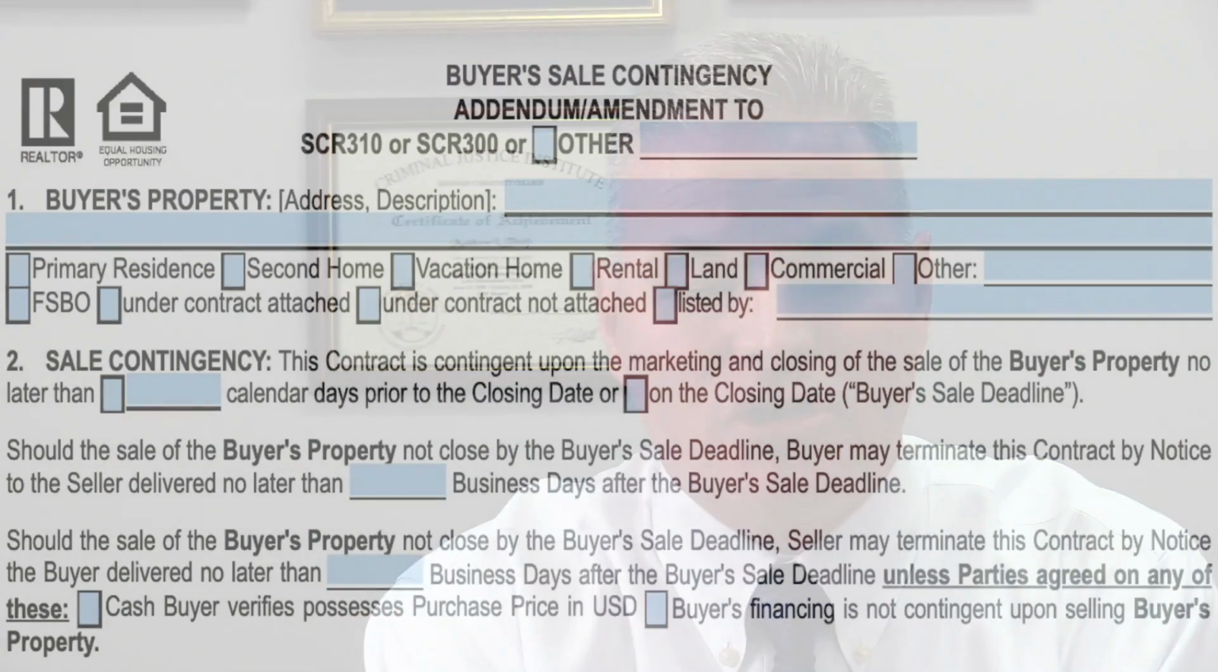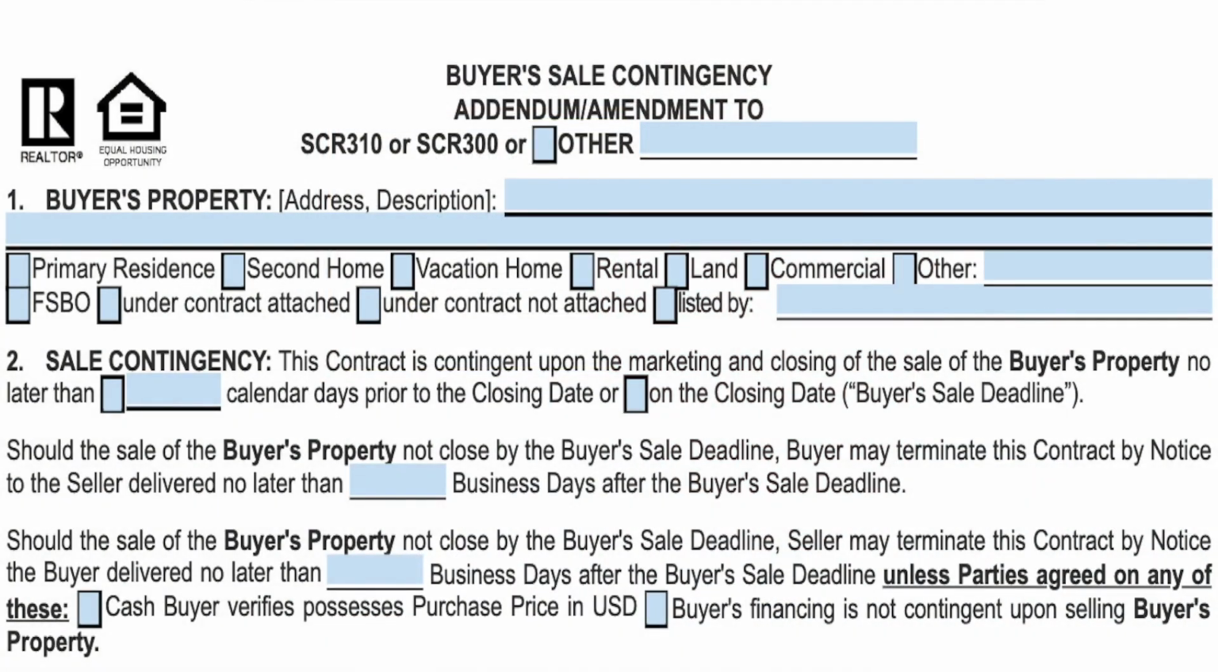So again, should the sale of the buyer's property not close by the buyer's sale deadline, the seller may terminate this contract by notice to the buyer delivered no later than blank business days after the buyer's sale deadline, unless the parties agree that the cash buyer has enough funds to purchase the property without selling the home first, or the buyer has enough financing credit to be able to purchase the property without having to sell the property first. They can agree on that. Okay?